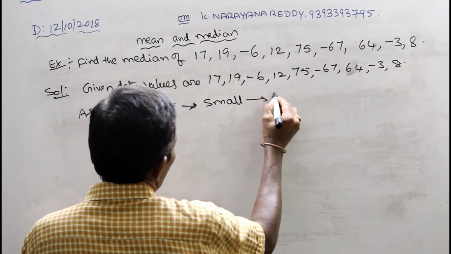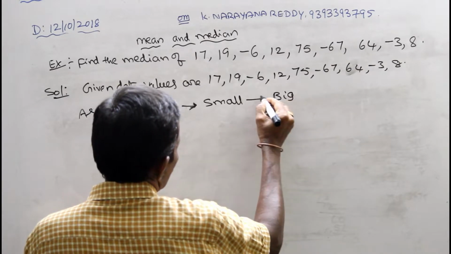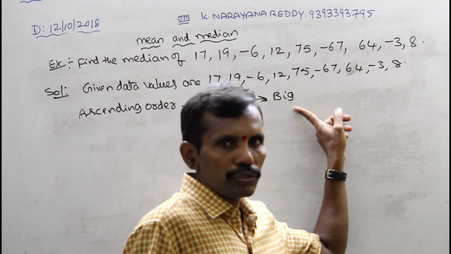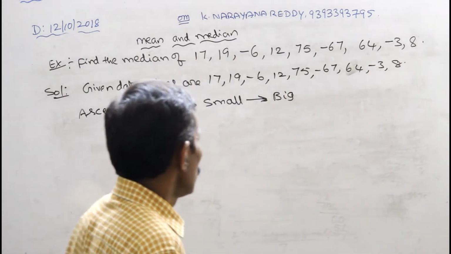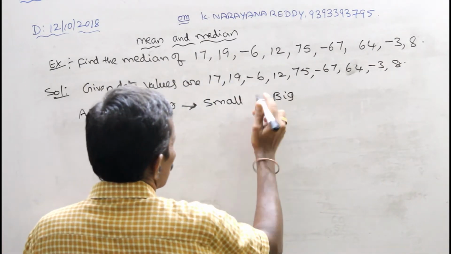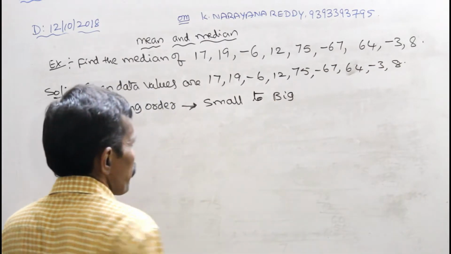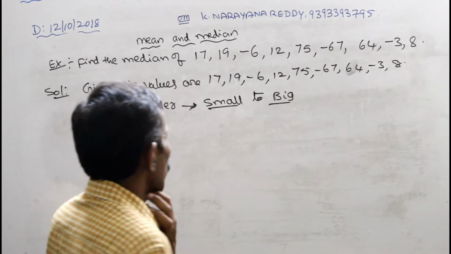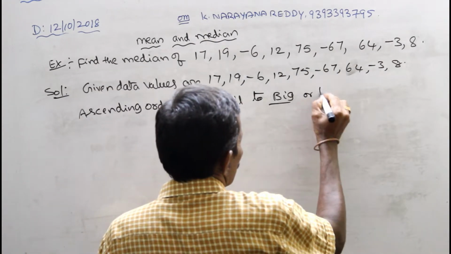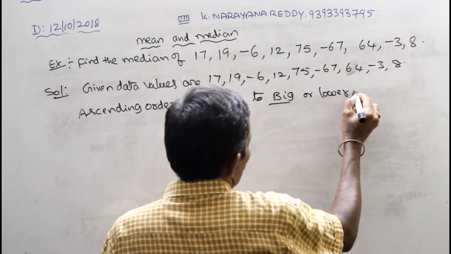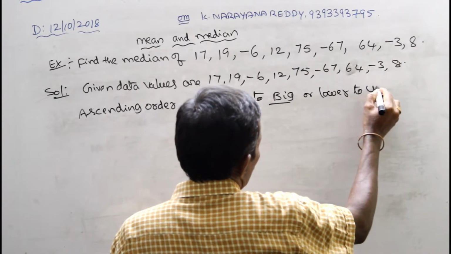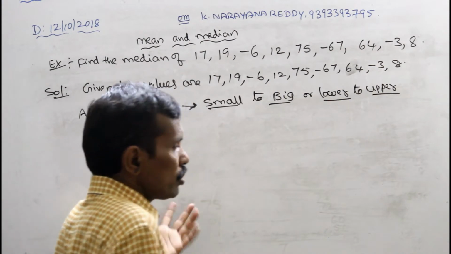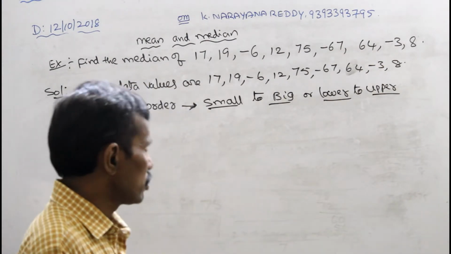Small to big. First you can write the small number, after that you can write the big number. Small to big. This is a very important point which you have to observe. Or lower to upper. Lower to upper. Both are the same. Don't worry about that.